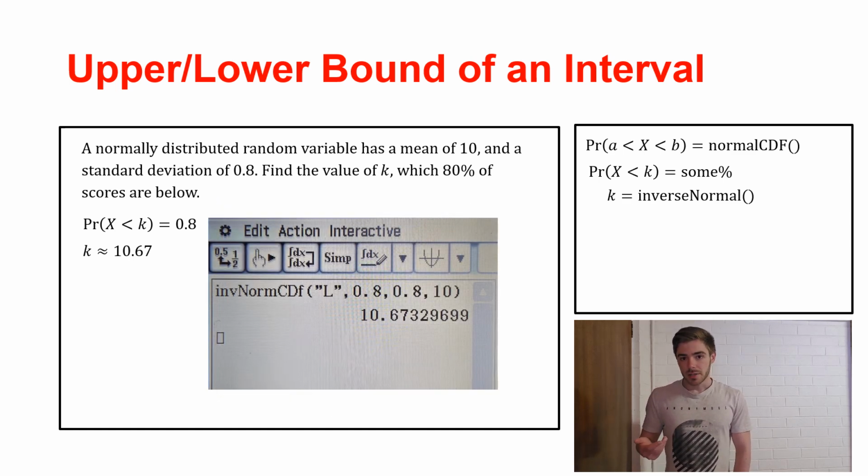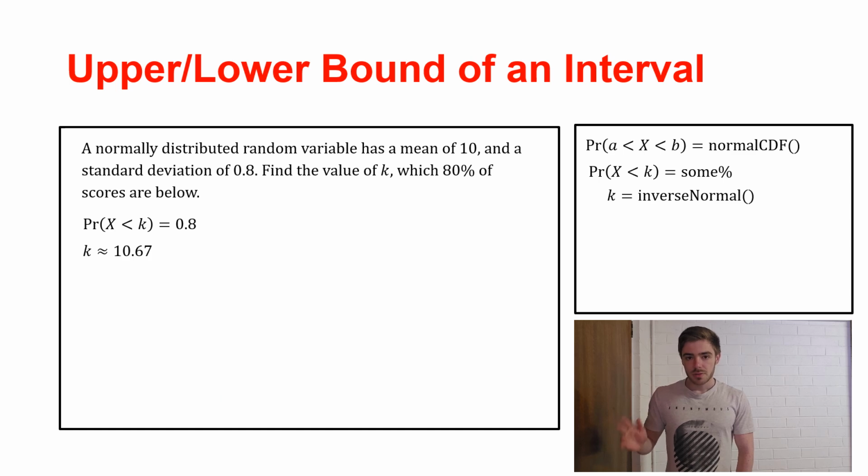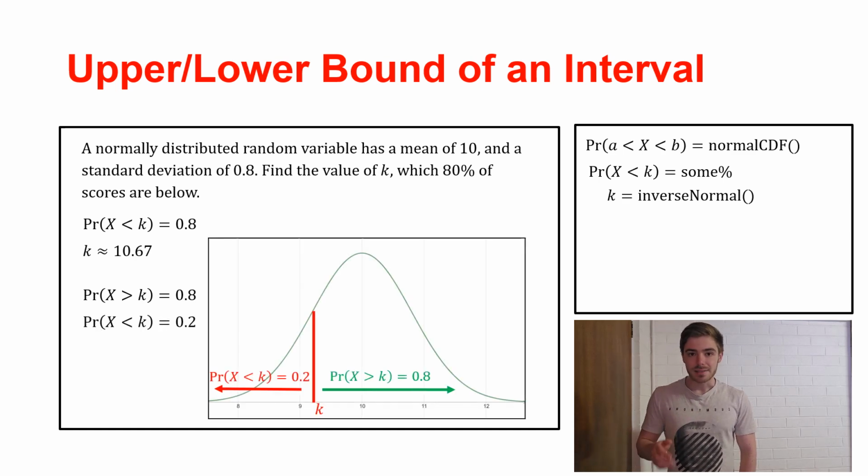The TI Nspire doesn't have that option. So when you're given your probability, you need to use complement probabilities to flip that so that it's pointing to the left rather than to the right. For example, if x greater than k equals 0.8, then you would have to flip that to write x less than k equals 0.2. 0.2 is what you would then put in the CAS.